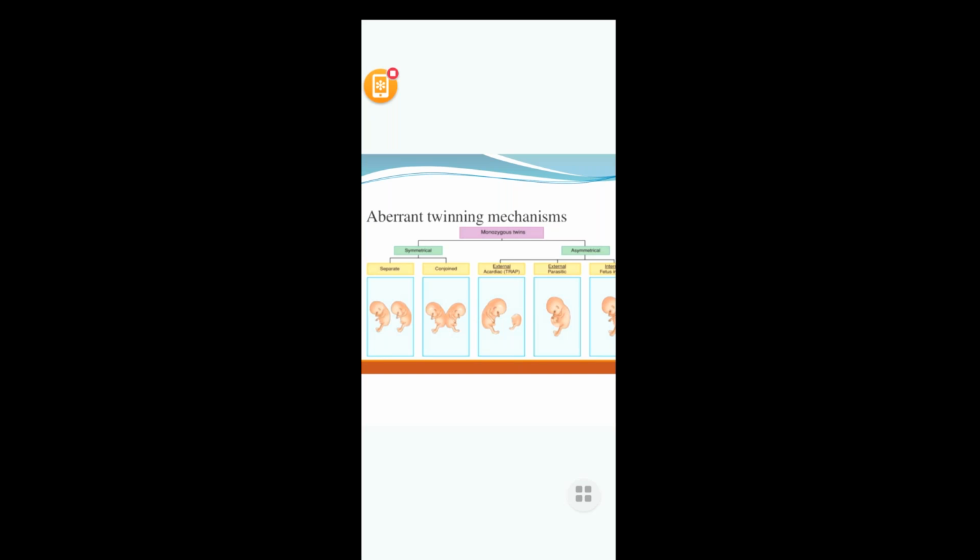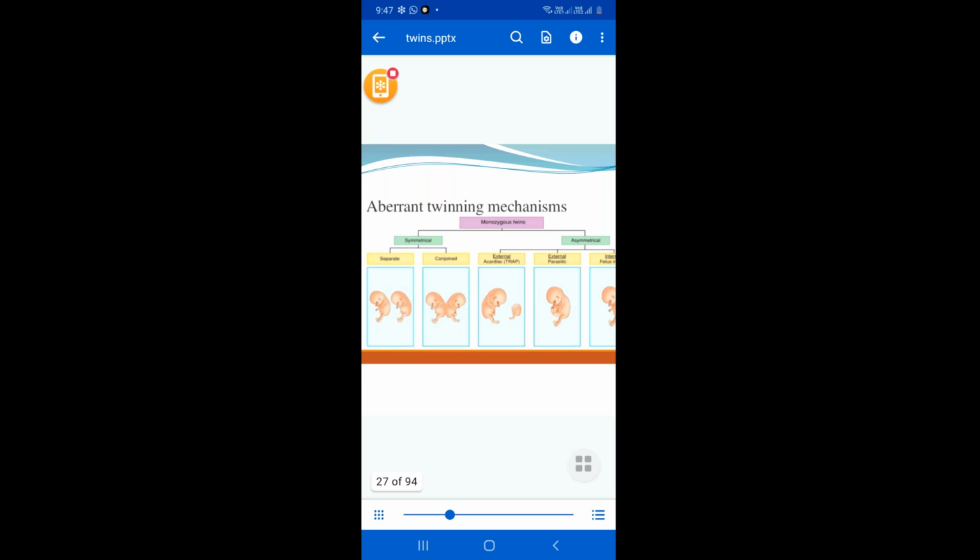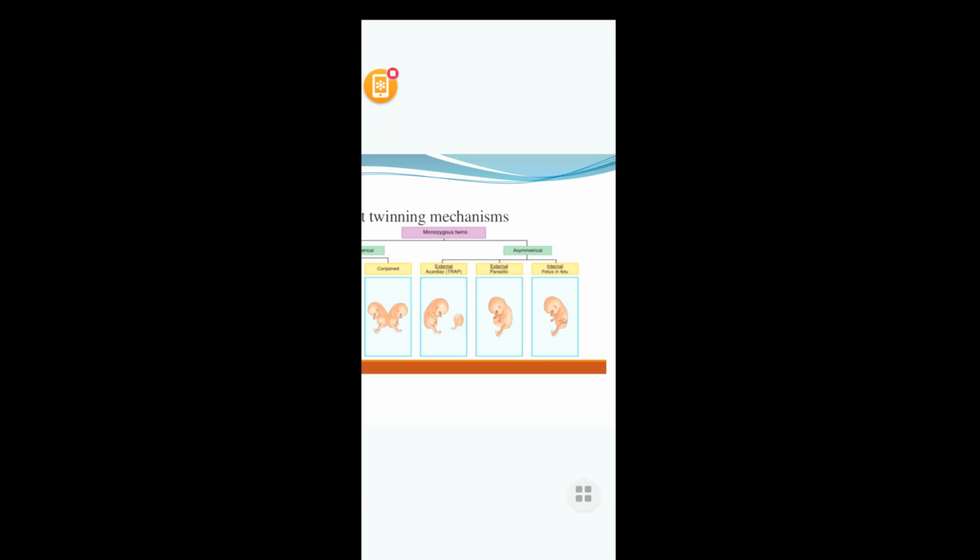Both can be separate and healthy, or both can be healthy but joined, that is called conjoined, or one can be normal and the other abnormal. One will have a heart, the other will not, which is called acardiac twin, or twin reversal arterial perfusion syndrome, TRAP. Or one might be a parasite and the other normal, that is called external parasitic, or fetus in fetu. Fetus in fetu might be your 2-mark questions.